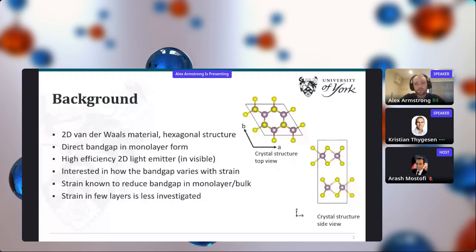For example, if you wanted to use this as some sort of light source, maybe in a laser, and you wanted to control the wavelength, you could apply some strain, and then you're changing the bandgap and it changes the wavelength.